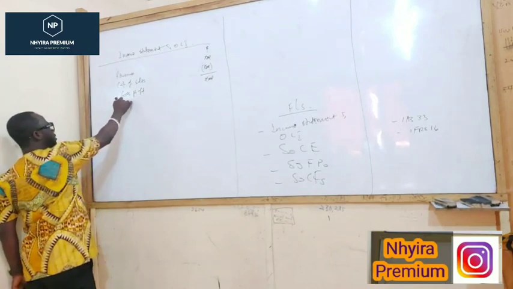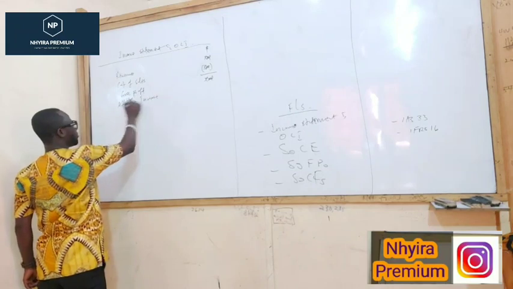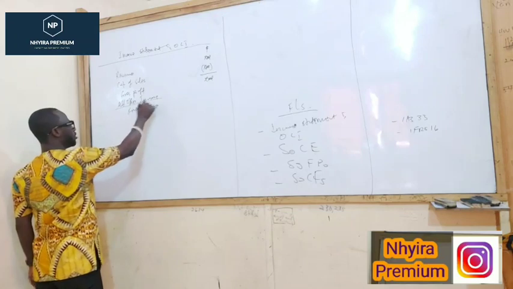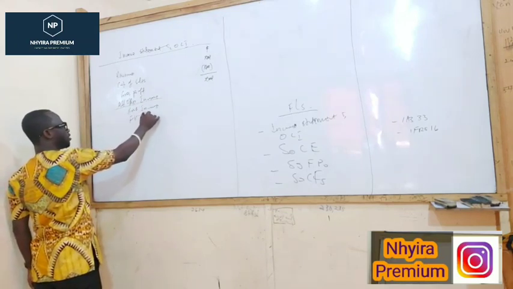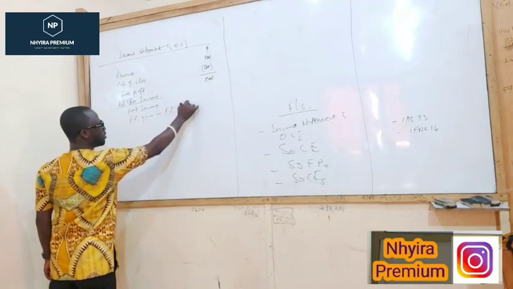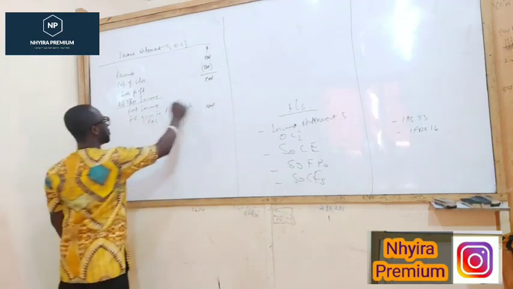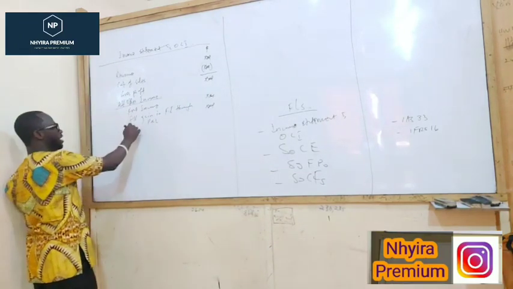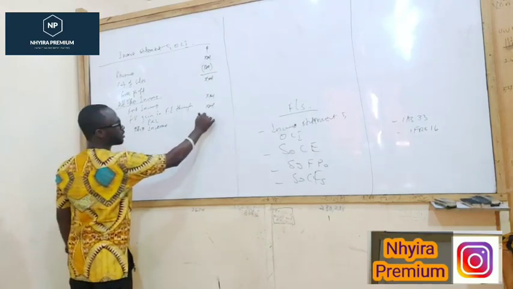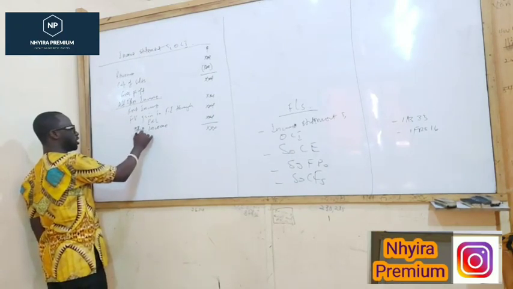Then we're going to be adding other income, like rent income that is received. Any fair value gain on financial instruments carried through P&L, are you getting it? That will be brought in also. Then any other income that the question will specifically state, we add it to the gross profit, and that will be total income.